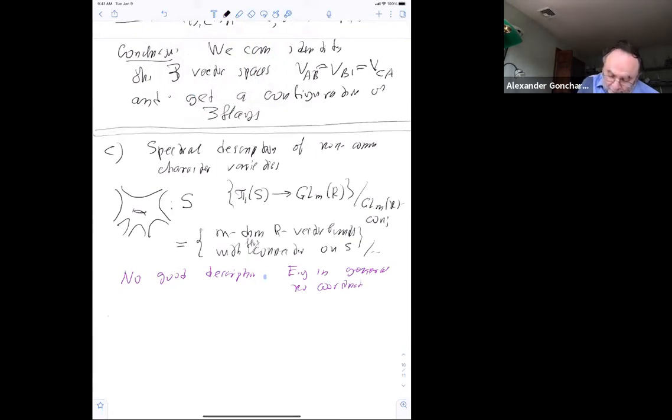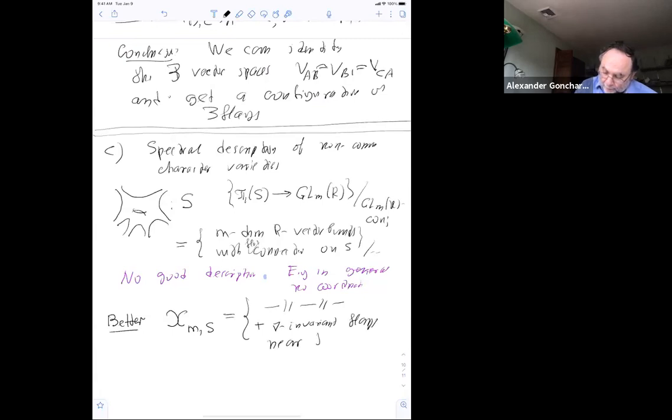But there is a fix to this. It's a little surprising that such a fix exists, but there is a fix. So we can consider a slightly different moduli space, which we call X_{m,S}. And this is almost the same thing. It's m-dimensional vector bundles on S plus invariant flags near the punctures. Invariant flags means that you have a local system and you put some flag here, and this flag has to be invariant under the local monodromy, but of course not the global monodromy.